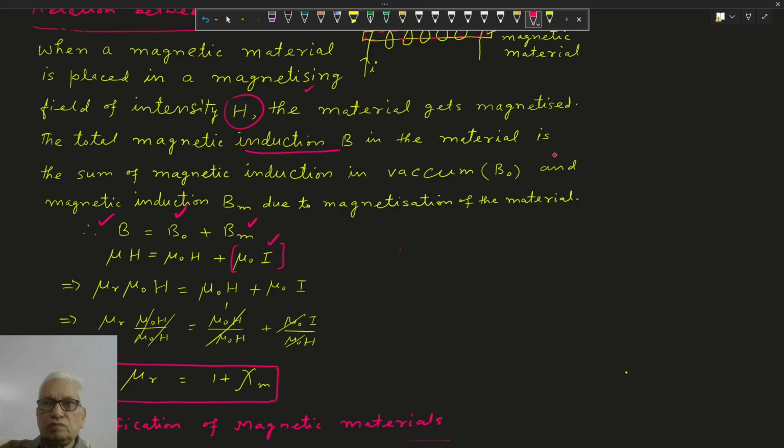Now, instead of mu we write mu r, by definition mu upon mu naught, so mu will be mu r times mu naught, put it in. Here, if we divide, mu naught cancels, we also divide by H, mu naught H cancels and gives 1, and here mu naught cancels. Mu r is equal to 1 plus I upon H, which we call chi. So this is the relation derived between the relative permeability and the magnetic susceptibility: mu r is equal to 1 plus chi m.